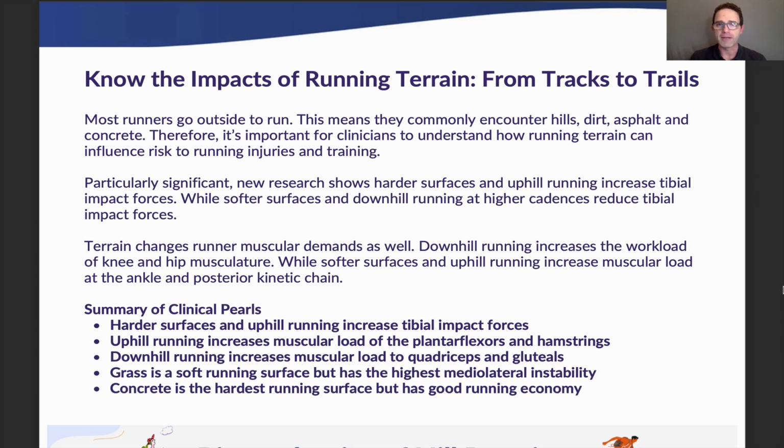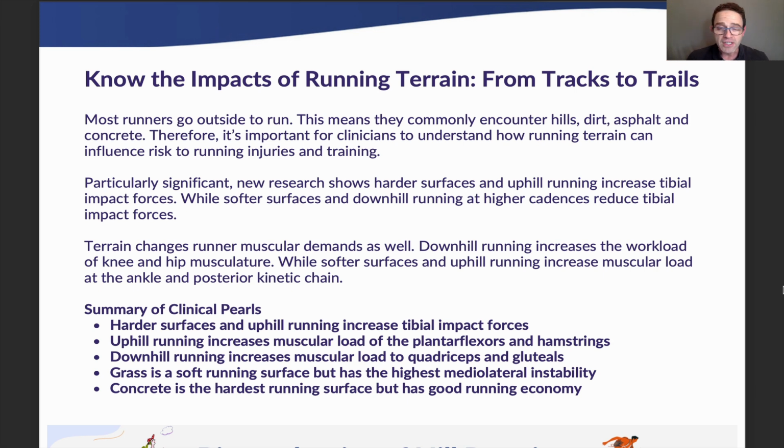So it's important to know the impacts of running on different terrains, from everything from tracks to trails, from uphill, downhill to concrete and grass. There's so many different implications for runners. It's important for clinicians to know and have good evidence behind recommendations, training suggestions, and to make sure that they can limit risk to injury.